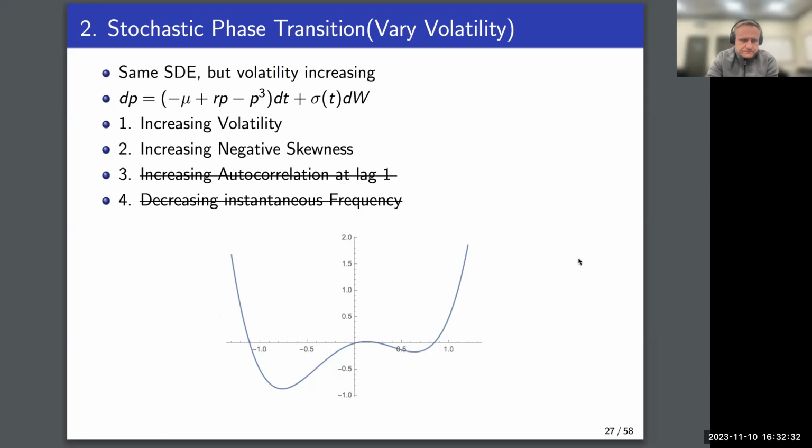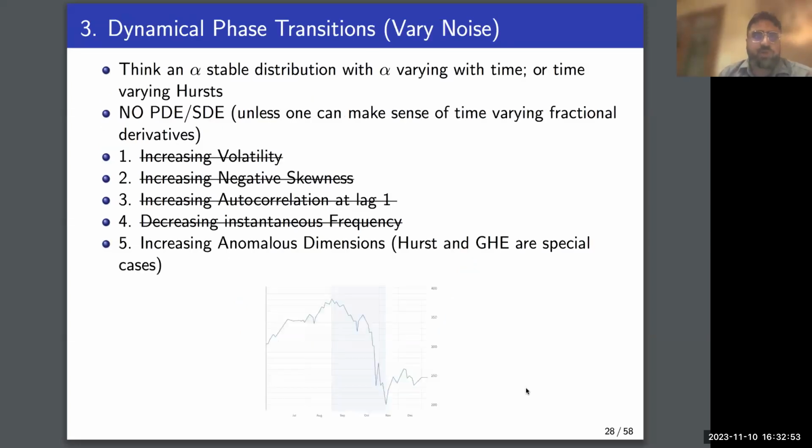So we started with critical phase transitions, where you change the drift term. Now you have stochastic phase transitions, where you change the volatility term. Now the third kind is the least studied in the literature. I think it's fairly new, and that's basically studying crashes as some kind of dynamical phase transitions, right, where you're changing the noise term itself with time. Think of it potentially as a kind of alpha stable distribution with alpha varying over time, right, or some kind of time varying Hurst exponent.